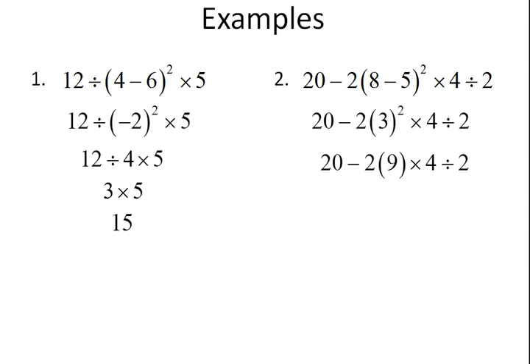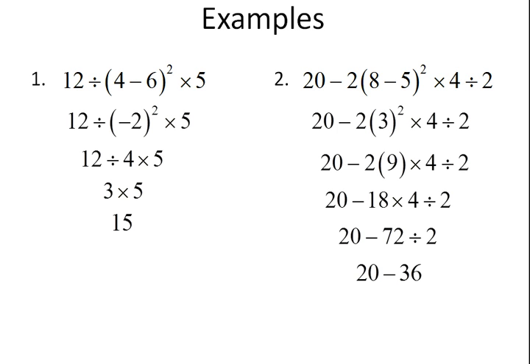Next is to clean up all the multiplication and division. There is quite a bit of multiplication and division, so your attention to detail is valuable. We will first multiply the -2 and the 9, producing -18. -18 then gets multiplied by 4, yielding -72. Lastly, the -72 is divided by 2, giving us a quotient of -36. Finally, we will subtract the 20 and the 36, giving us a result of -16.